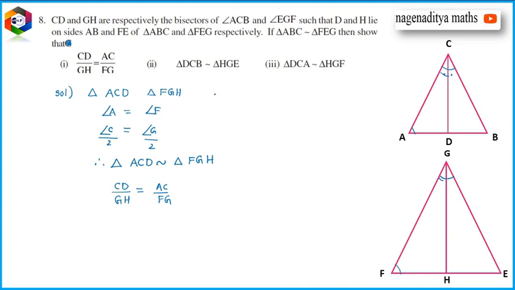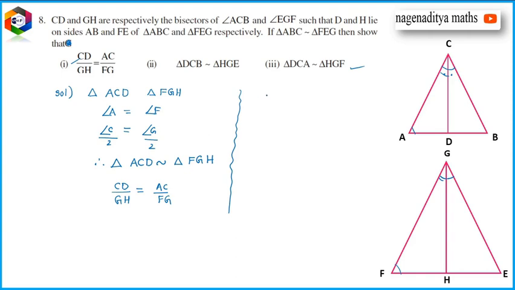So this is the first portion of the problem, and second we have to prove triangle. Here the third one, look at the third one, DCA. So DCA is nothing but ACD, and triangle HGF is nothing but FGH. So both are equal. So we already proved the third one. So we have to prove only the second one.